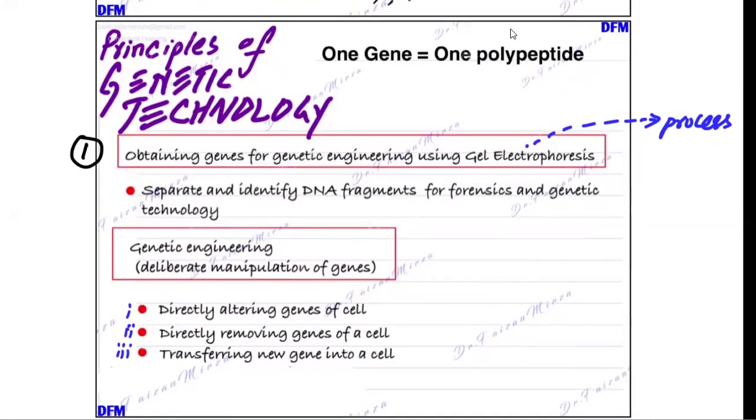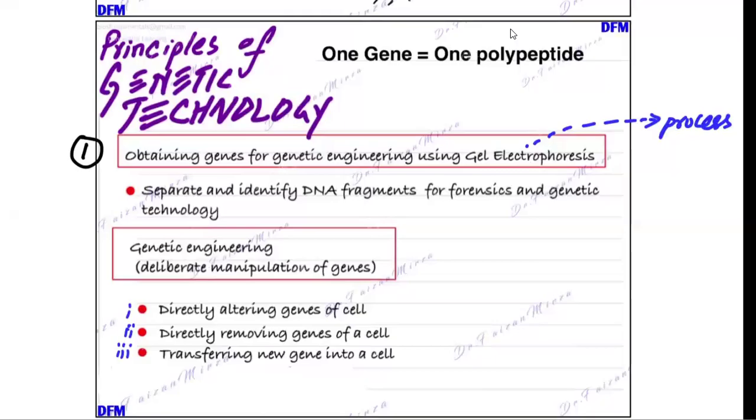In genetic engineering, we deliberately manipulate the genes of a cell or an organism. This can be done in one of three ways. Either you directly alter the genes of a cell, or you directly remove one of the genes from the cell, so the cell cannot produce that kind of protein because the gene has been removed, or you transfer a new gene into a cell altogether. So these are the three basic ways in which genetic engineering can be done.